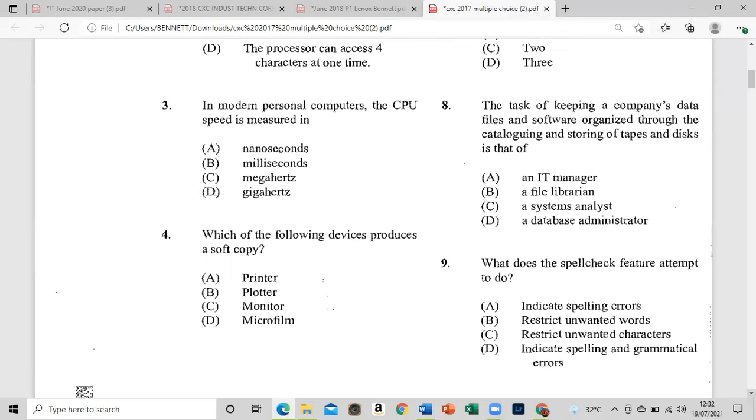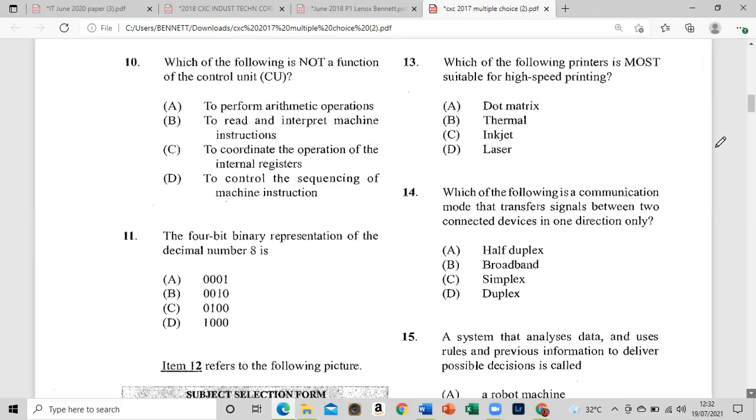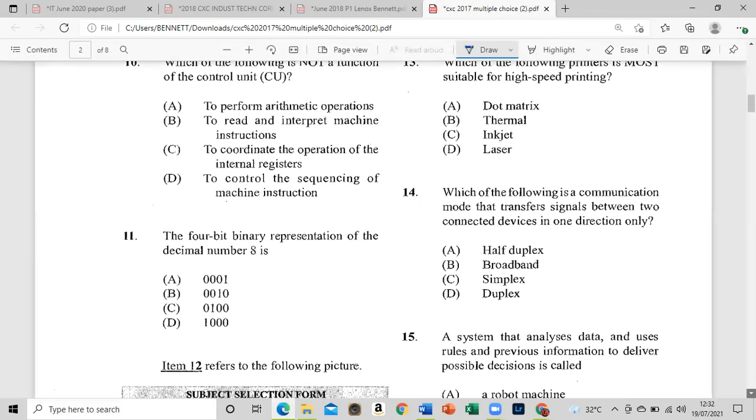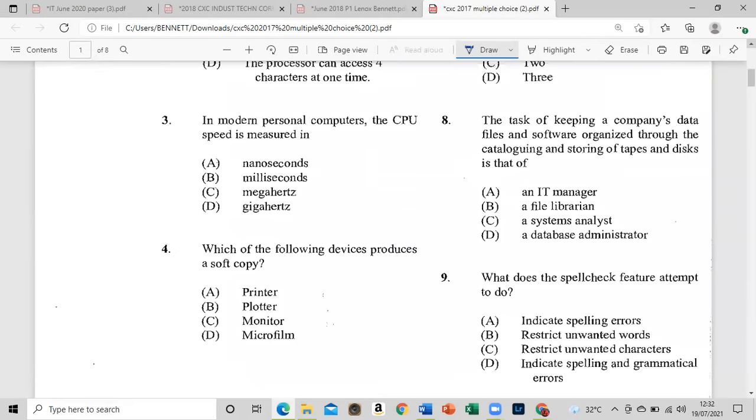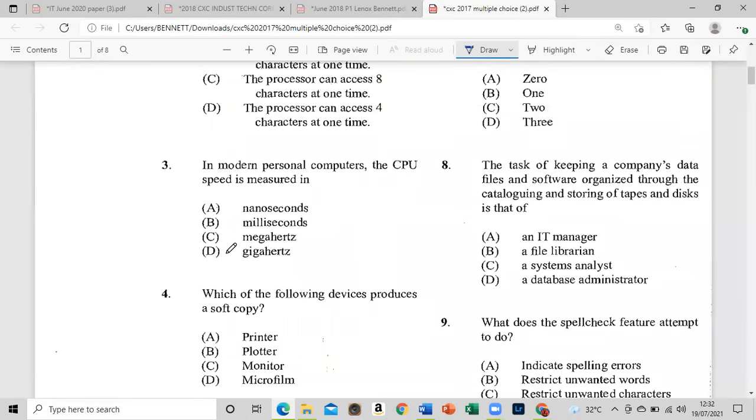Number three, now, in a modern personal computer, the CPU speed is measured in: nanoseconds, milliseconds, megahertz, or gigahertz? Everyone should know that. So that is gigahertz. Modern, so it's nowadays computers.